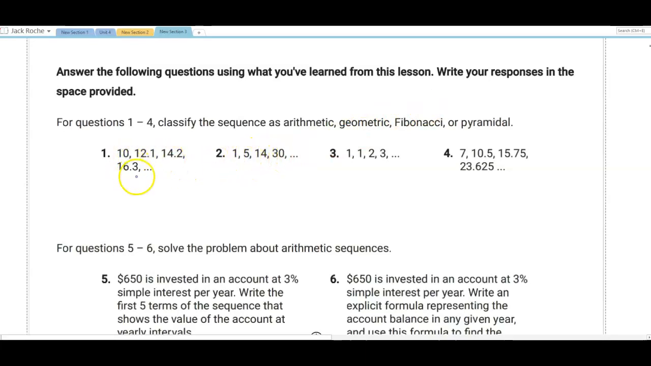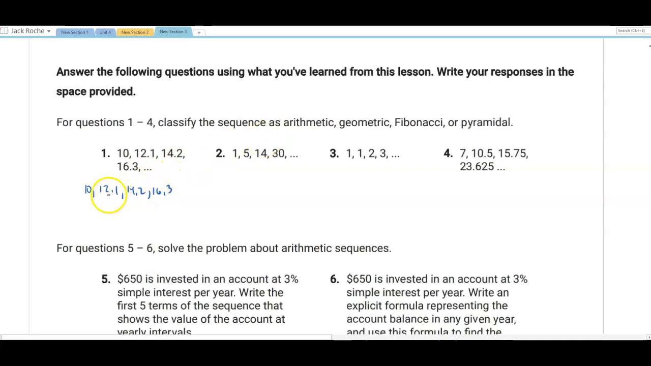Alright, so when I look at the first one, 10, 12.1, 14.2, 16.3, with decimals like this, it's a little different. So right away you know it can't be geometric. And if I take these two terms and add them up, would I get 14.2? No, so it's not Fibonacci and it's not pyramidal.